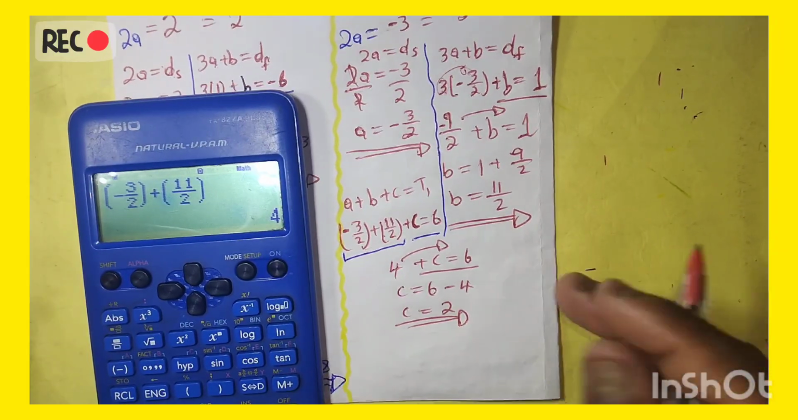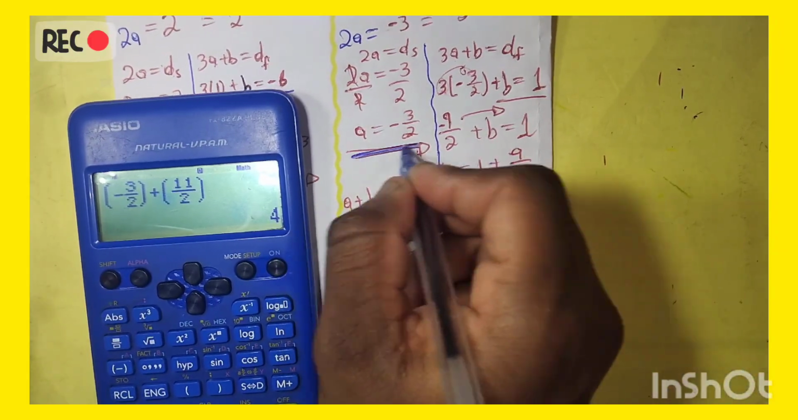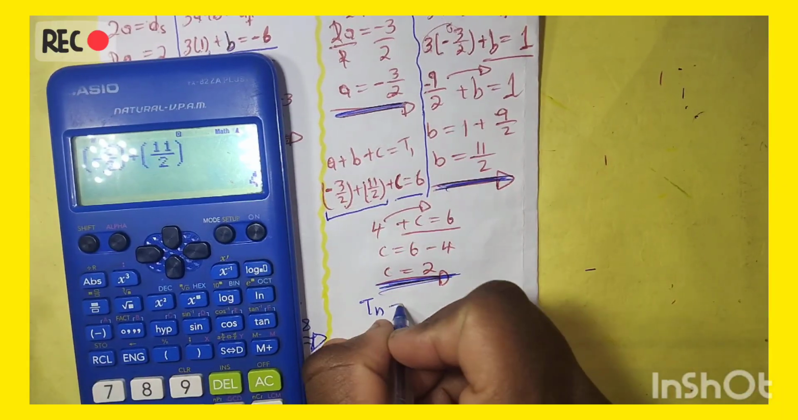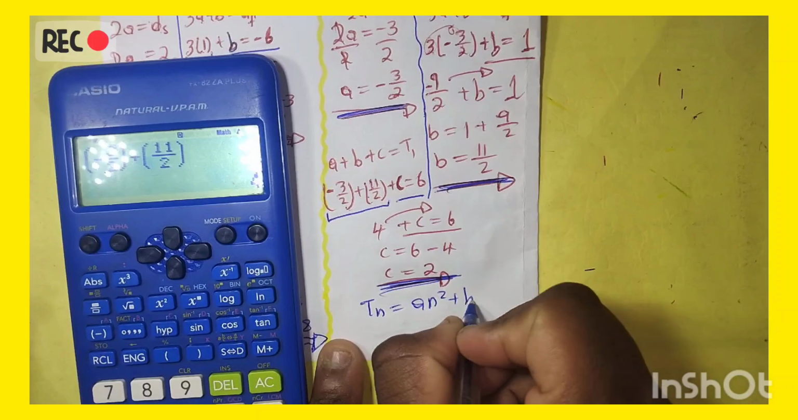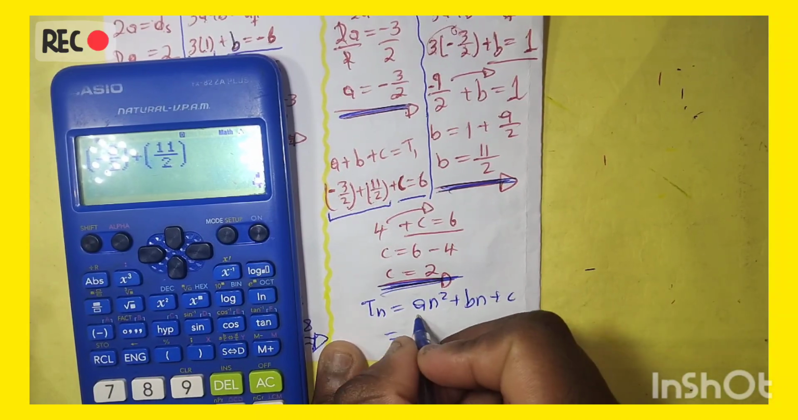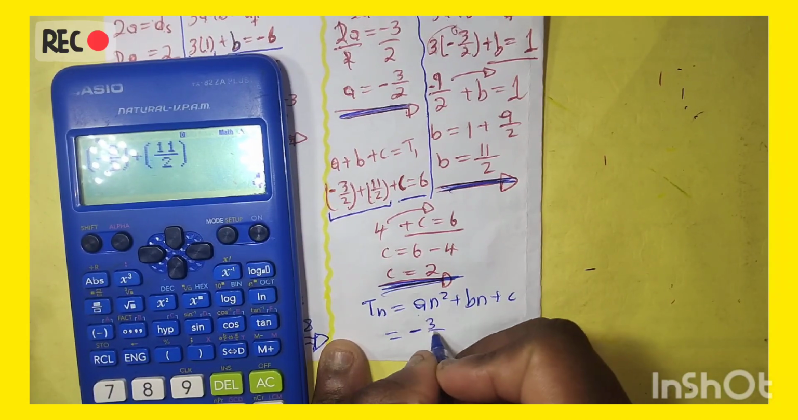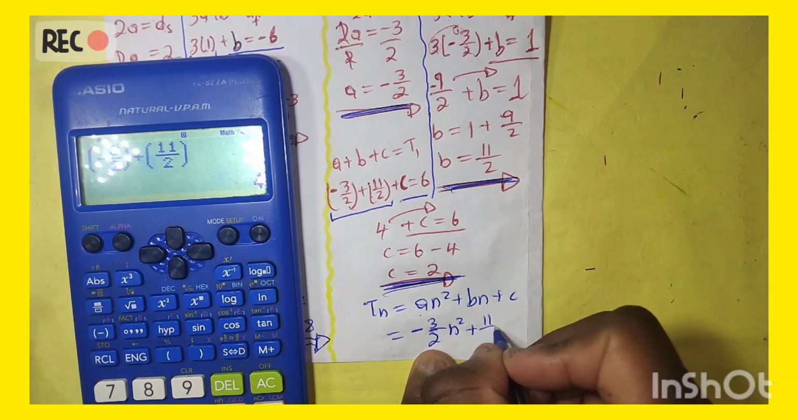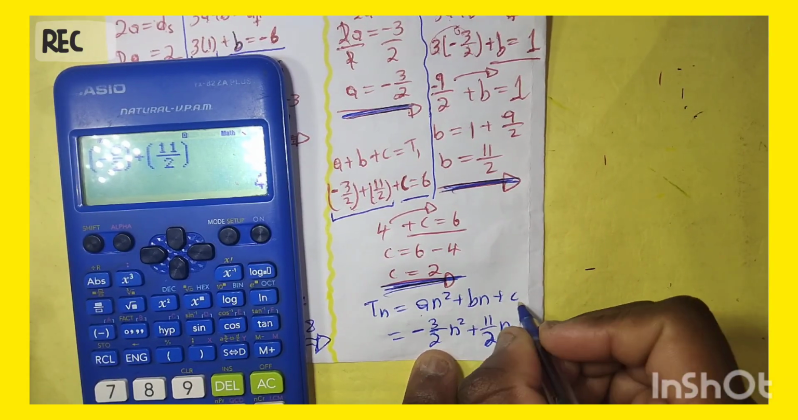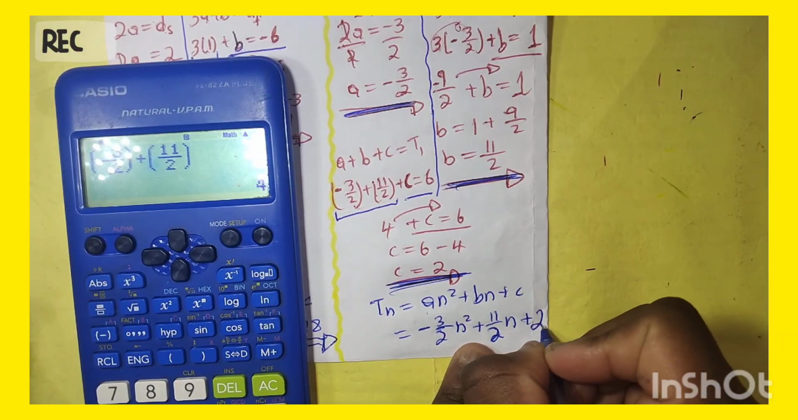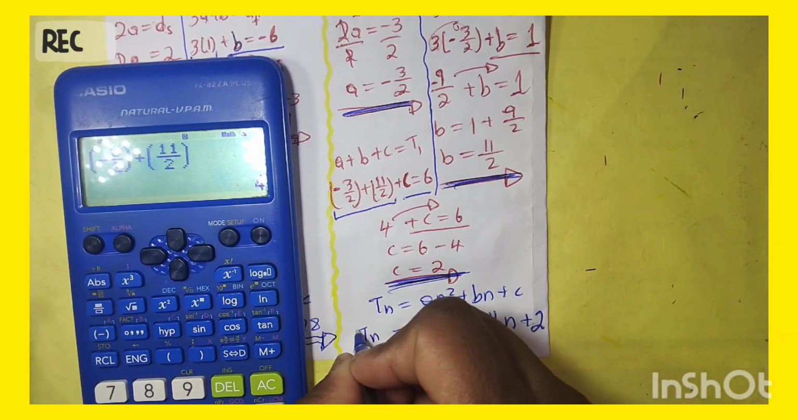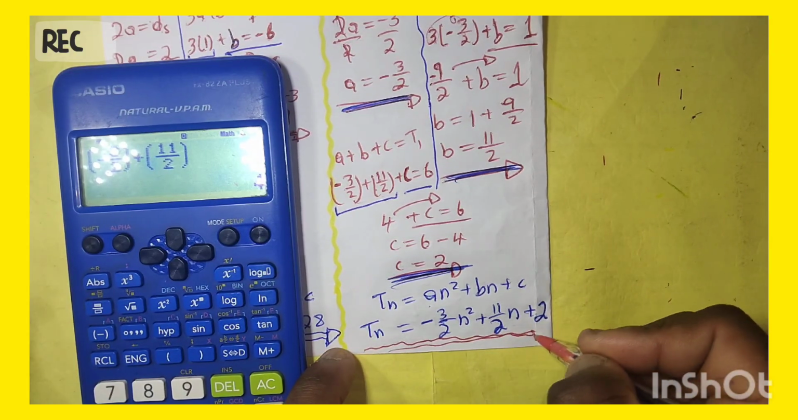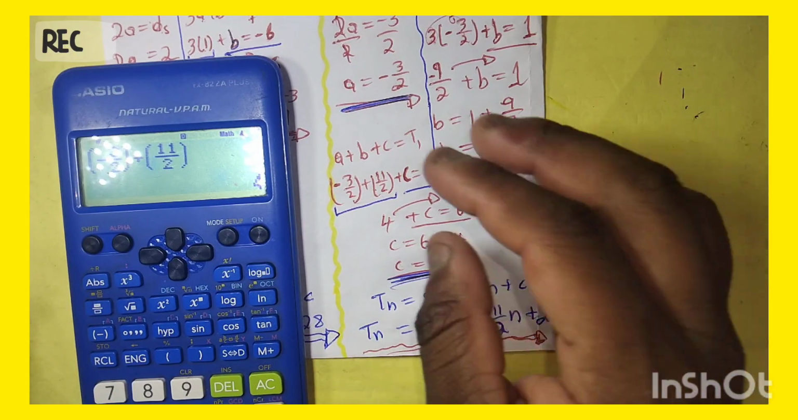Do you see? So now I know my values. I know this value, I know this value, I also know this one. I can just go to the main equation. This one is our main equation. So where there is A, I'll substitute 3/2 n squared. And where there is B, I'll substitute 11/2 n. And where there is C, I'll just substitute +2. Meaning this one is the final equation. Do you see? This equation, guys, is the one that generates the sequence.